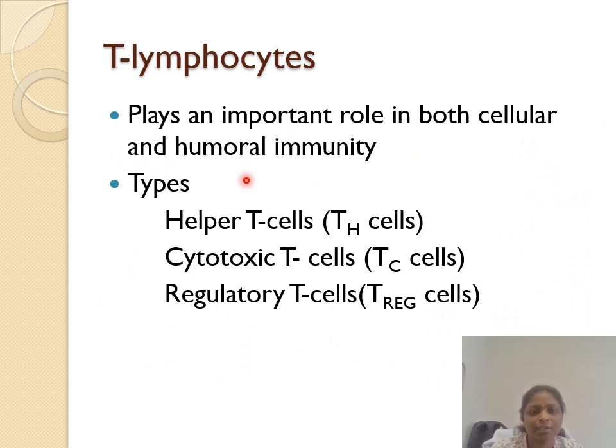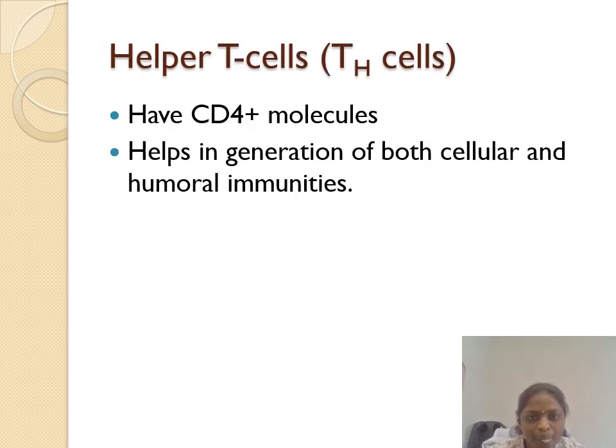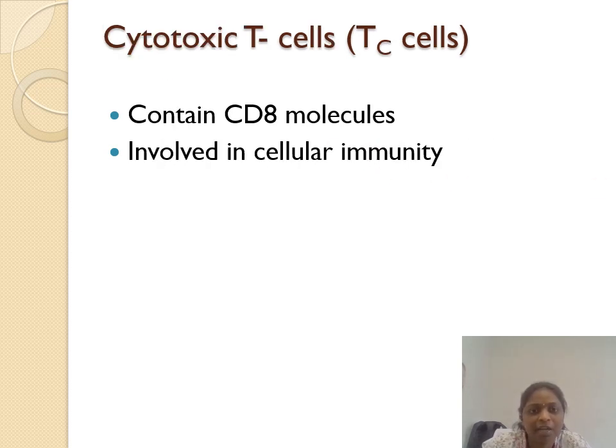Coming to the T lymphocytes. T lymphocytes play an important role in both cellular and humoral immunity. There are different T lymphocytes as we discussed in the earlier slide: T helper cells, T cytotoxic cells and T regulatory cells. T helper cells have CD4 molecules on their surface and play an important role in both cellular and humoral immunity. Cytotoxic T cells have CD8 molecules on their surface.